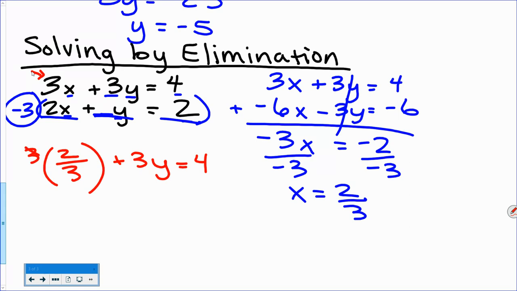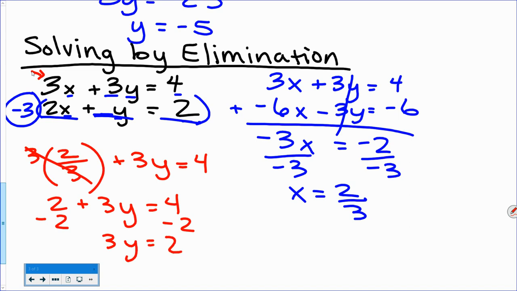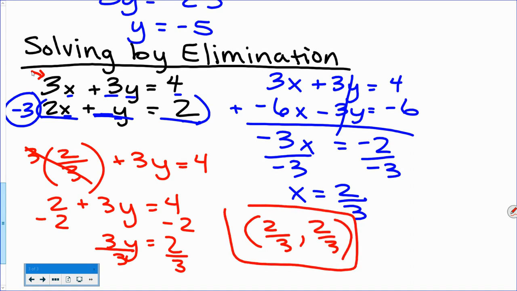All right, 3 and 3 would divide each other, so that's just 2. So 2 plus 3y would equal 4. I'm solving for y. And then once again, y will actually be the same as x. It is 2/3. So we would not want to graph this one, because that would be challenging to figure out where 2/3 was at.